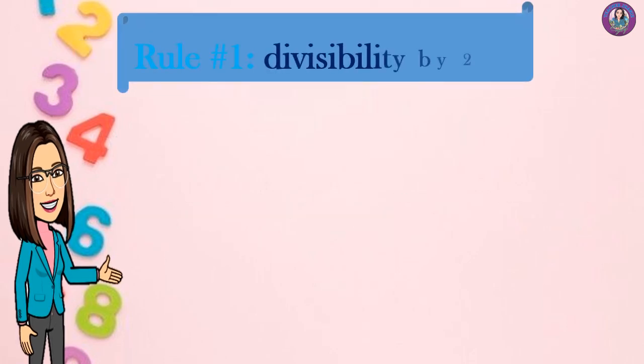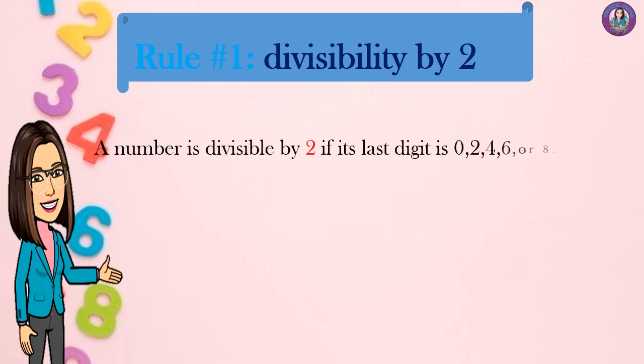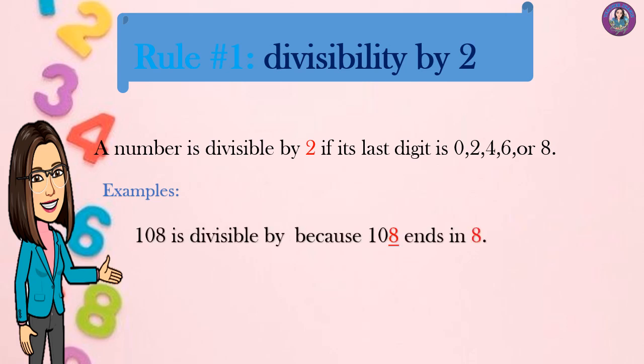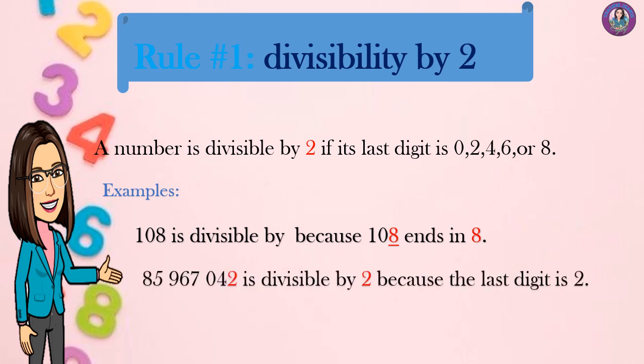Let's have these rules. Rule number 1, divisibility by 2. A number is divisible by 2 if its last digit is an even number, or 0, 2, 4, 6, or 8. Examples. 108 is divisible by 2 because 108 ends in 8. Let's have another example. 85,967,042 is divisible by 2 because the last digit is 2.